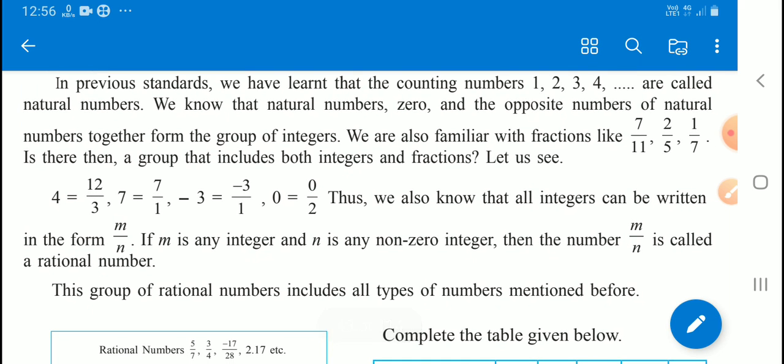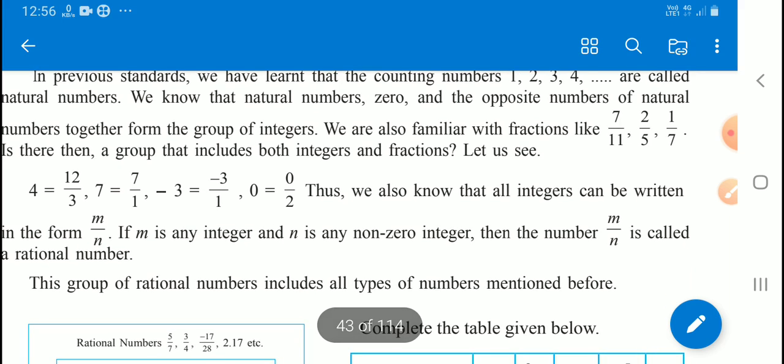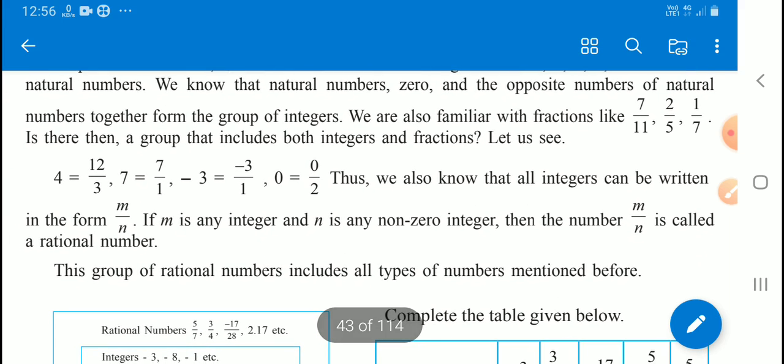We are also familiar with the fractions. You know that fractions we write in numerator and denominator form, such as 7 upon 11, 2 upon 5, 1 upon 7. Is there then a group that includes both integers and fractions? Let us see. 4 is equal to 12 upon 3. Means 12 upon 3's answer is equal to 4, that you know.